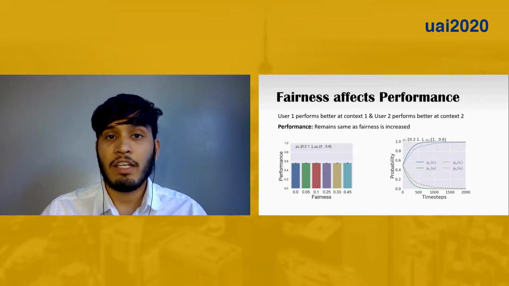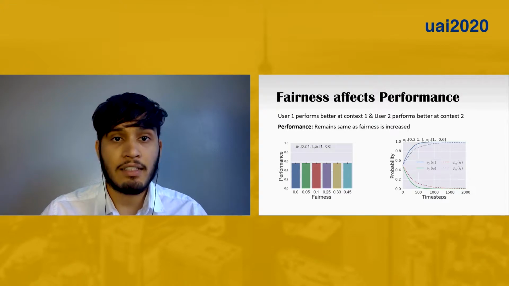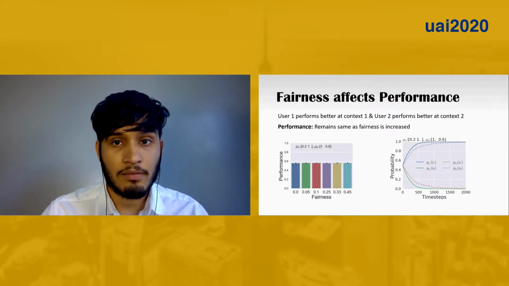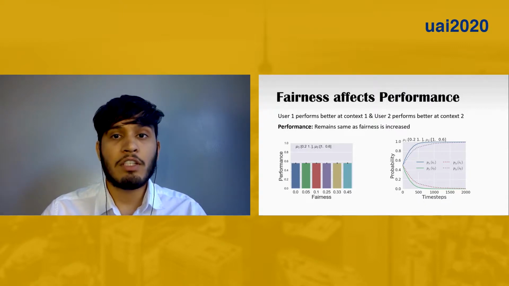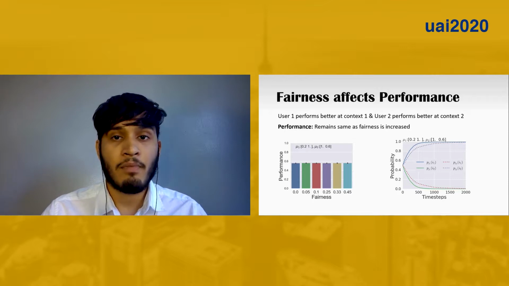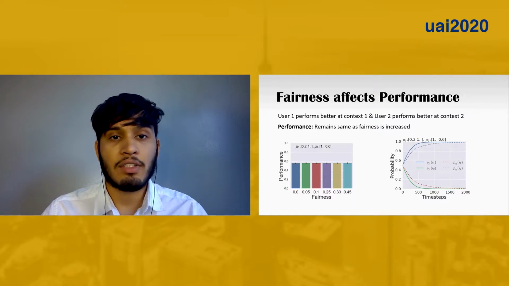We see that when each user is better at a different context, imposing a fairness constraint does not affect the performance. This is because when there is no fairness constraint, the algorithm would eventually pick user 1 for context 1 and user 2 for context 2. As both contexts are equally likely to occur, both users get picked equally. Therefore, even if the fairness level is increased, the performance does not reduce, as there is no need for a suboptimal user to be picked.